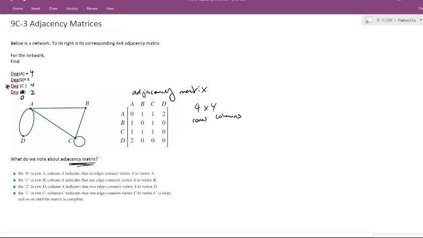So we're going to read through this. It says, the 0 in row A, column A, indicates that no edge connects vertex A to vertex A. So there's no edge that connects A to A. And you can do that for all of them. The 1 in row B, column A, indicates that one edge connects vertex A to vertex B. So that one there says there's that one connection there.